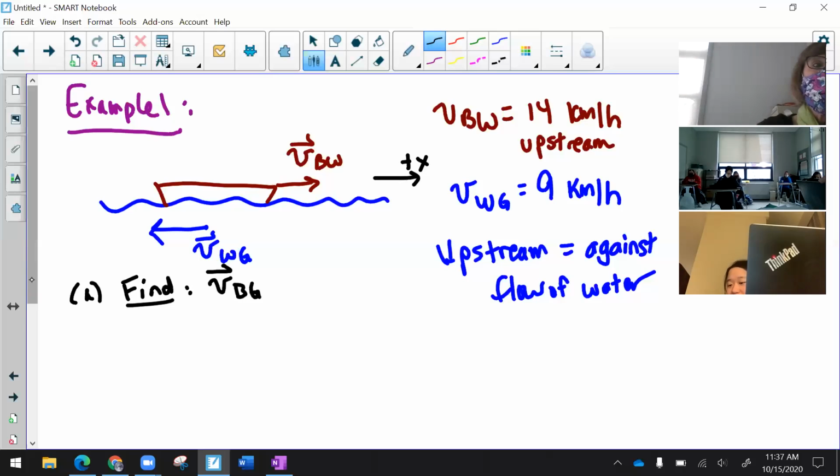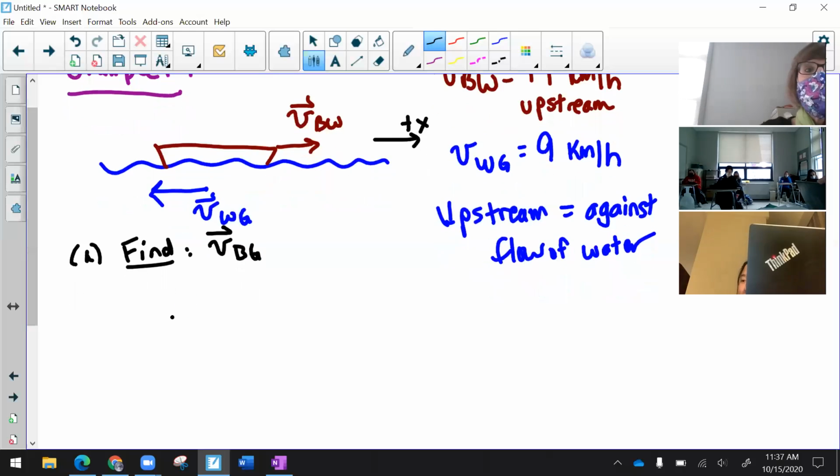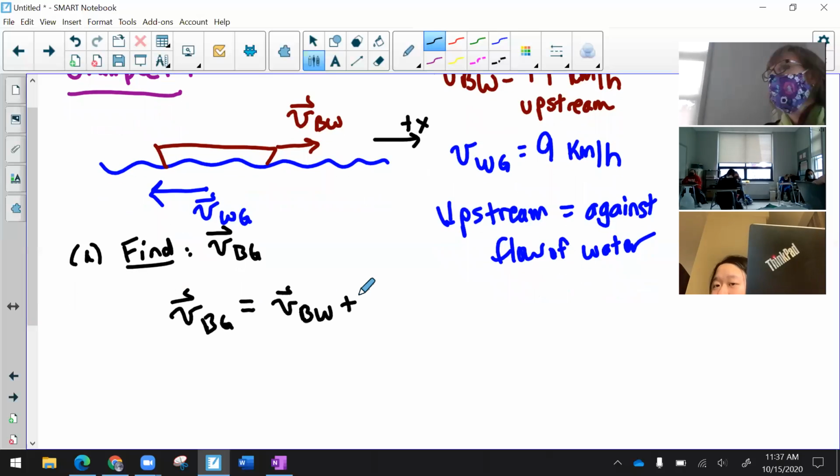So now you want to build that formula. So the velocity of the boat with respect to the ground, I need to start with any velocity that I have for the boat. So I know the velocity of the boat with respect to the water.